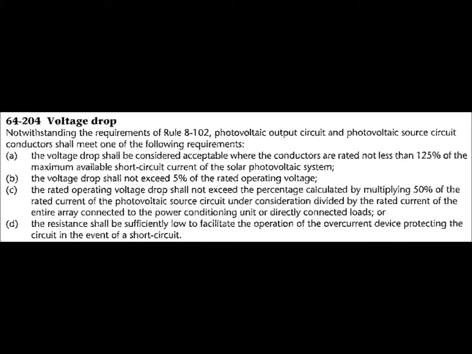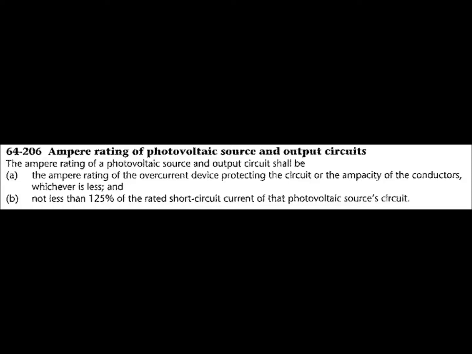Minimal voltage drop is also an important aspect of a solar system. According to Rule 62-204, the voltage drop of a photoelectric system shall not exceed 5% of the rated operating voltage. This means that almost all the power generated from the solar panel reaches the load. Rule 64-206 pertains to the rated current of the system and overcurrent protection. According to Rule 64-206, the current rating of a photovoltaic system shall be based upon the overcurrent protection of the circuit. The overcurrent protection shall not be less than 125% of the rated short circuit current of the photovoltaic circuit.